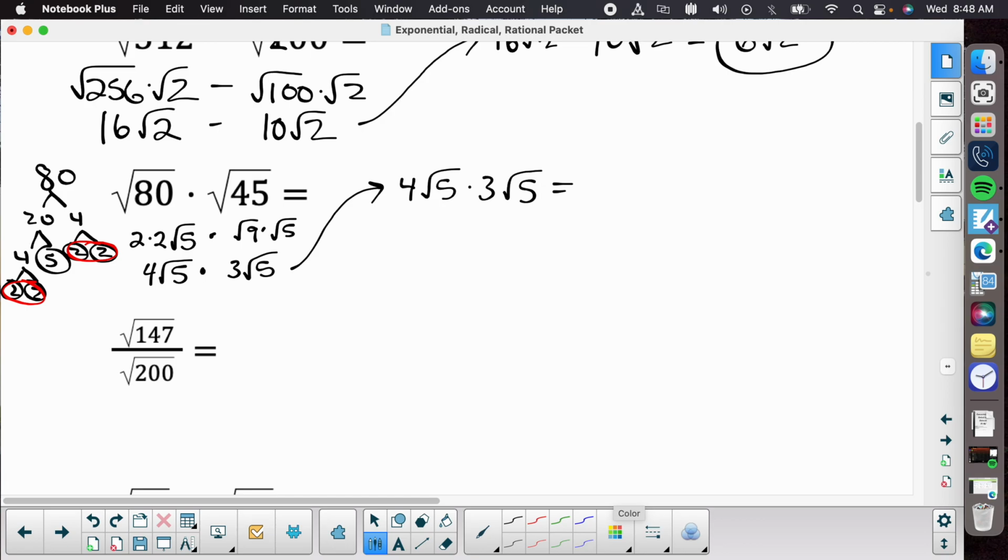Now, when we're multiplying, we're going to multiply the numbers on the outside of the square root separately than the numbers on the inside of the square root. So I'm going to take this one and say 4 times 3, give it a 12. And then I'm going to multiply the numbers in the square root together. So I would have square root of 5 times square root of 5, which is square root of 25.